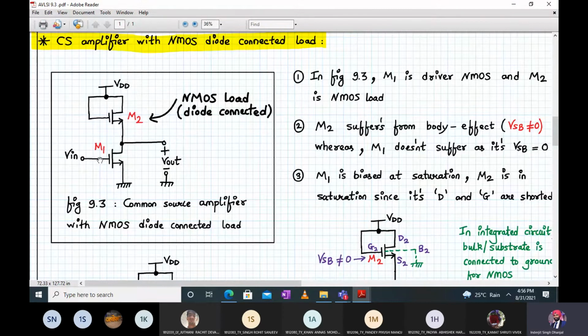Now let's just verify whether the M1 transistor is suffering from body effect. Yes or no? Does the M1 transistor suffer from body effect? You can type your answers in the meeting chat.